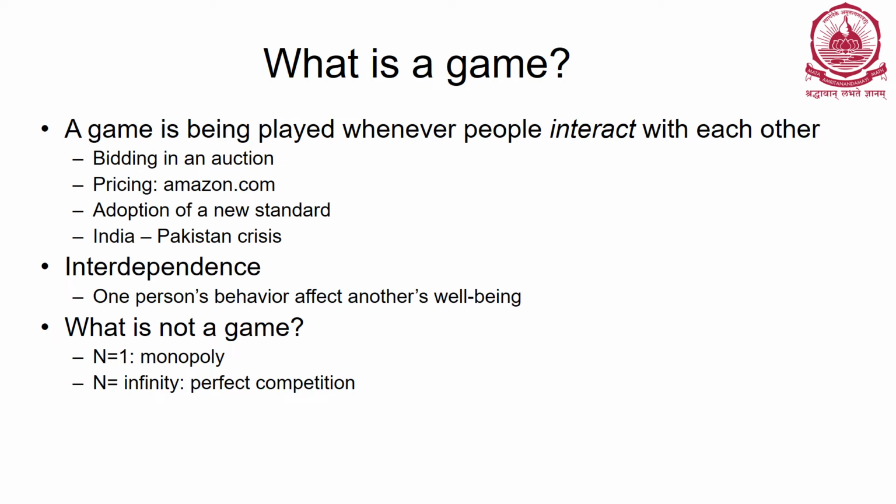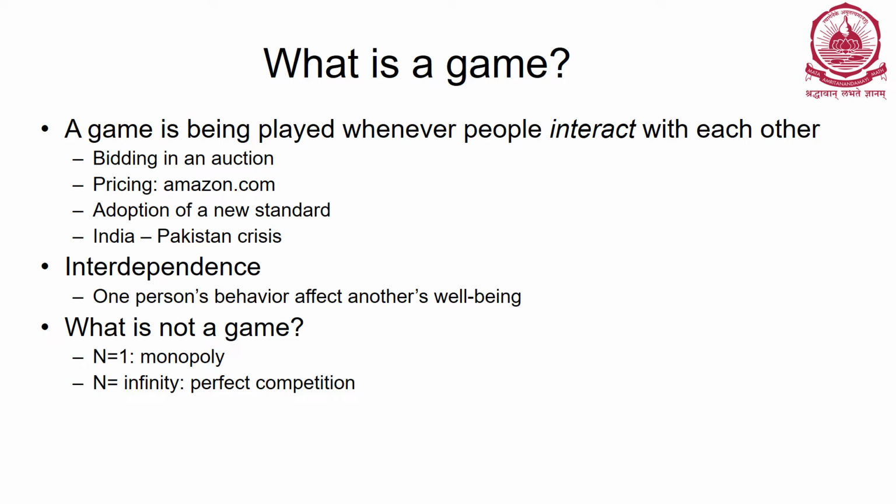So a game is played whenever people interact with each other. For example, bidding in an auction, or a crisis between two countries, or when a new standard comes up, should we adopt it? And in game theory, one key characteristic is interdependence. One person's behavior affects another's well-being. Take the coronavirus case. Social distancing is important. While you maintain social distancing, the other person also should maintain it with you. Otherwise, it's going to create a problem, isn't it? So the outcome depends on both you and your friend.